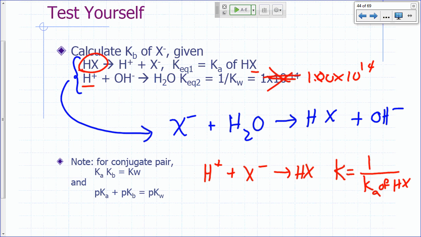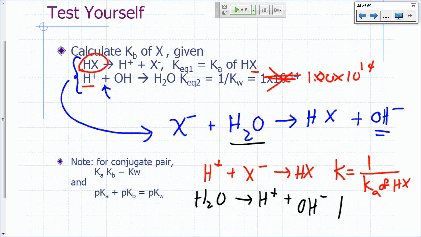Oops, do you flip the other one too? Yeah, you flip it too, right? You want hydroxide on the product side, so you flip that one. So you write H2O yields H plus plus hydroxide. You want H2O on the left side, see? What's the K for this? That's just Kw, right?